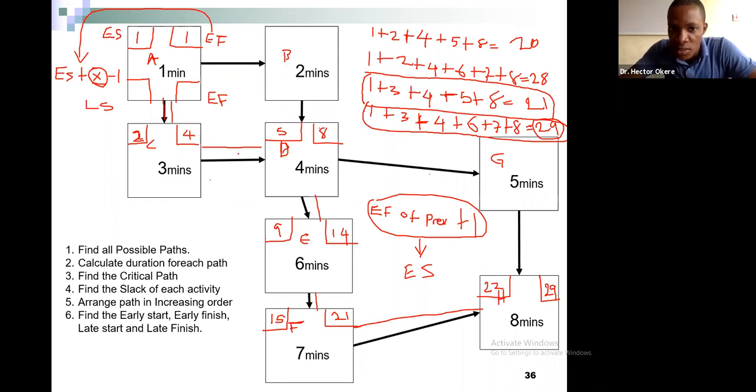Early finish. Next, we calculate the same thing. Early finish of the previous activity is 4, plus 1 is 5. Now, early finish is early start plus value X: 9, minus 1, 8. You do the same thing.